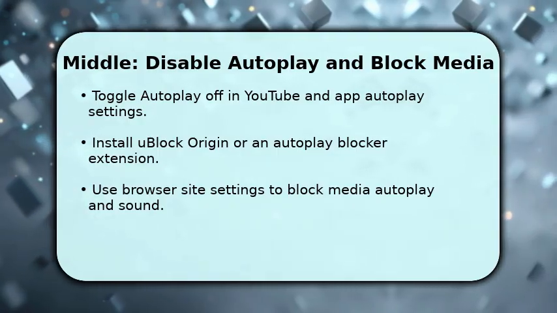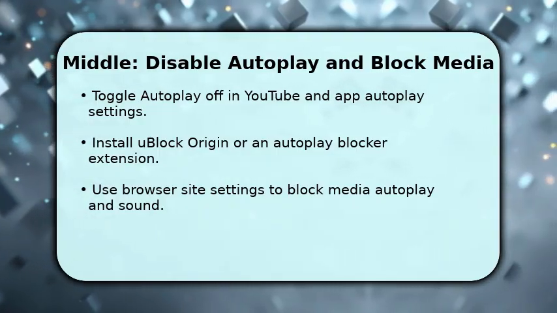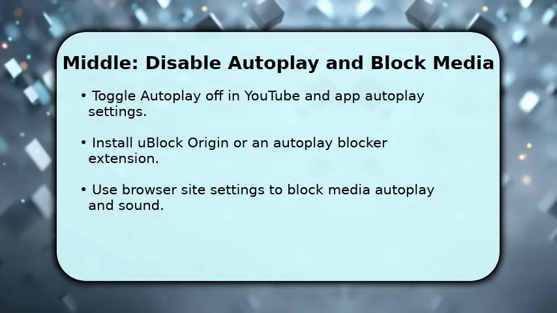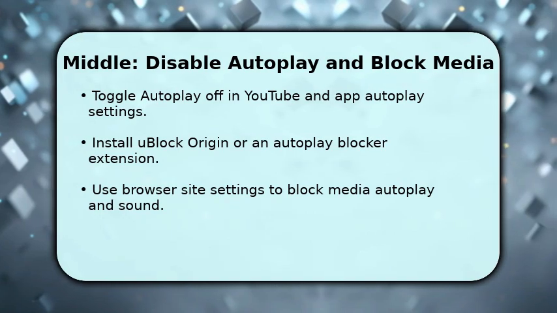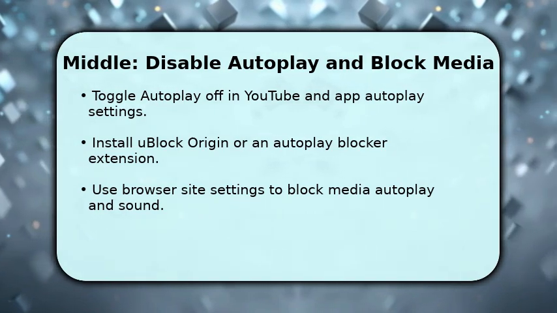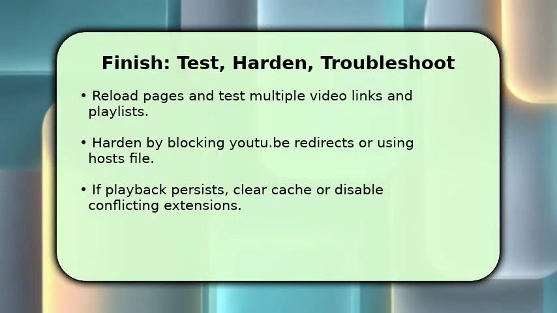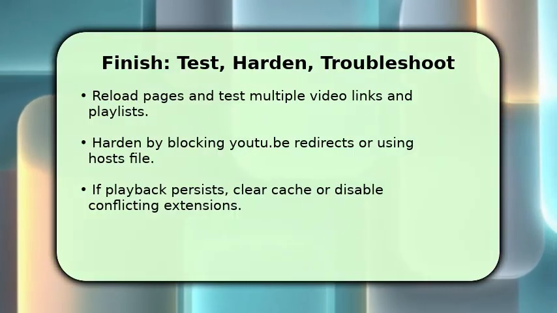On mobile, disable background playback and revoke permission to play in the background. These combined layers stop both automatic starts and accidental plays triggered by page. Finish by testing several YouTube links and playlists to confirm videos no longer start.